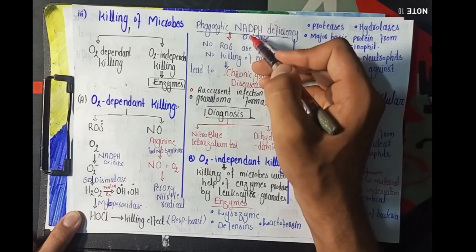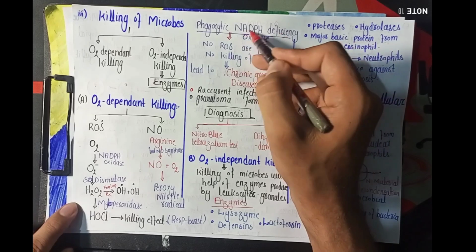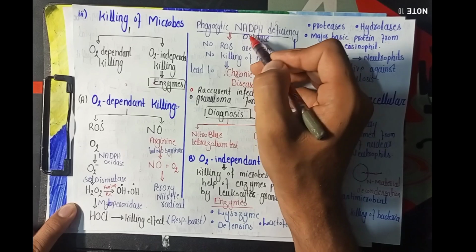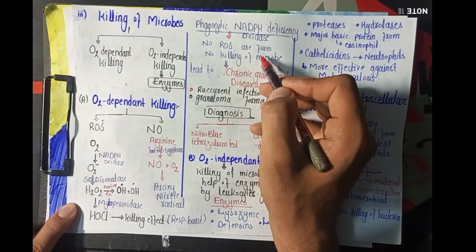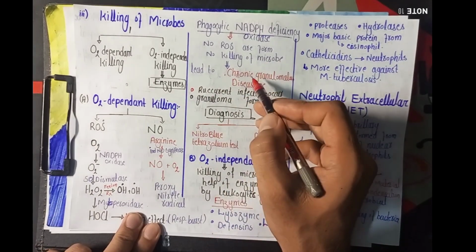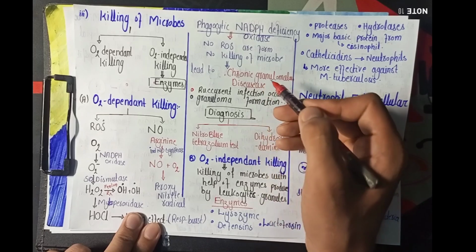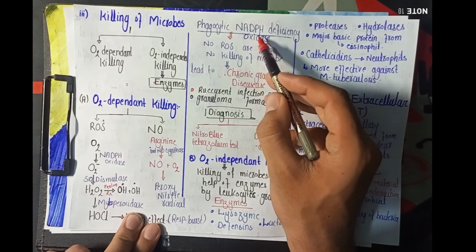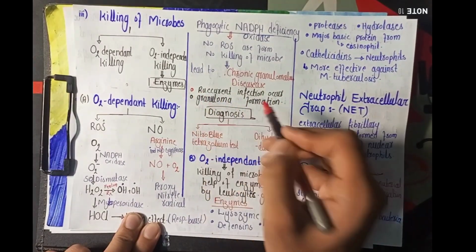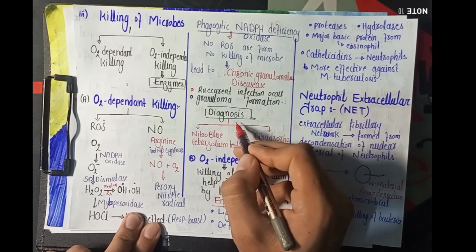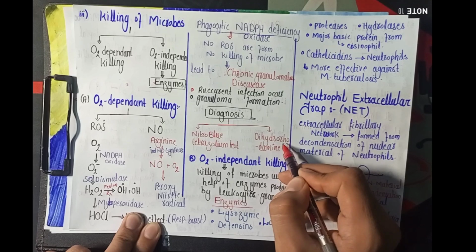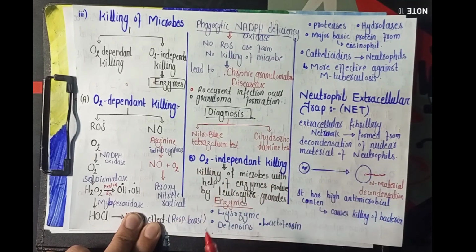Now we talk about the deficiency of the NADPH oxidase enzyme. This enzyme is involved in the formation of reactive oxygen species. Whenever there is a deficiency of this enzyme, no reactive oxygen species will be formed, and hence there will be no killing of the microbe, and it leads to the development of chronic granulomatous disease. Chronic granulomatous disease develops in the absence of the NADPH oxidase enzyme, and the clinical features include recurrent infection and granuloma formation. It can be diagnosed with the help of the nitroblue tetrazolium test or the dihydrorhodamine test. Now, second is oxygen independent killing.